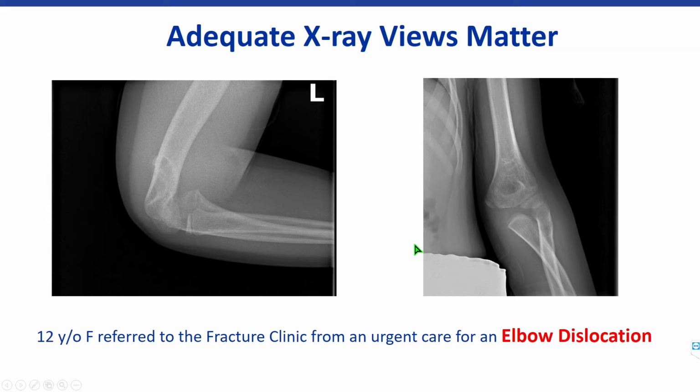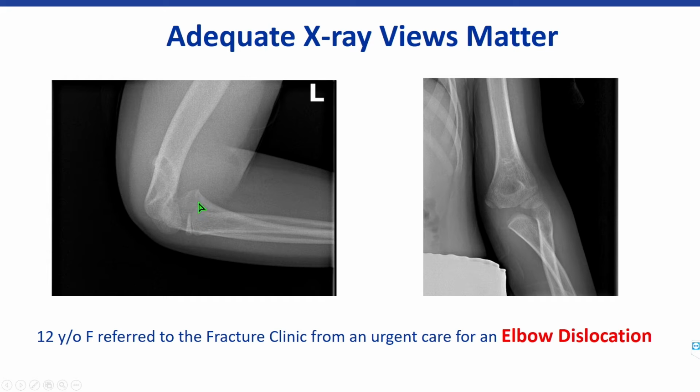Our next one's a 12-year-old female referred in to the fracture clinic from an urgent care for an elbow dislocation, brought in these x-rays. Again, a lot of concern. I can see the 3 bones here. They're superimposed. It's very difficult to interpret. There's no hourglass visible at the distal humerus.